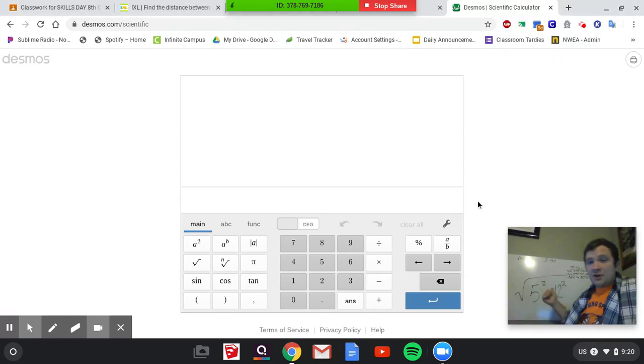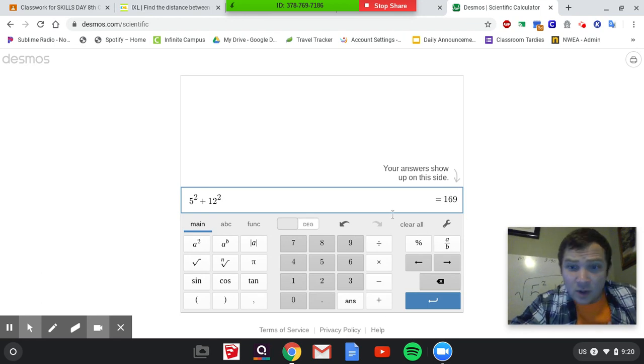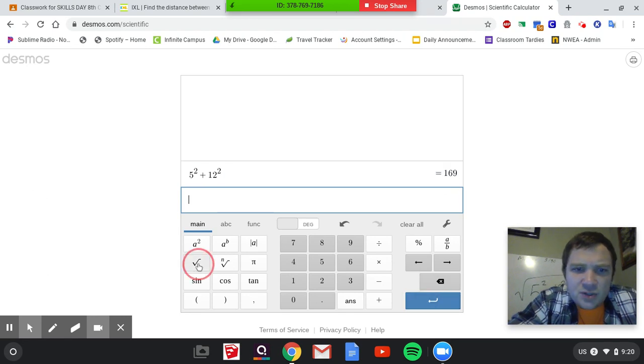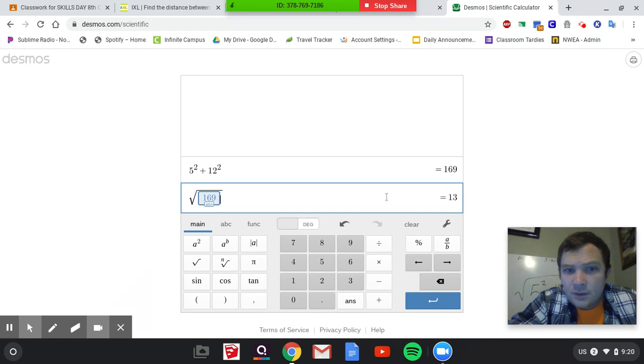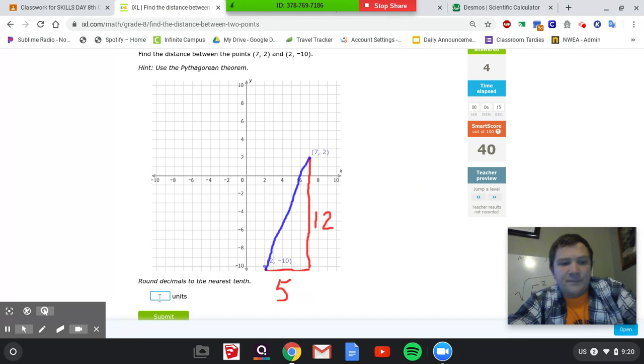Okay, so back to our numbers. We're going to do 5 squared plus 12 squared. We get 169. I already know the square root of 169 because that's one that we learned at the very beginning of school year. We learned 1 through 20. You may not remember it, but I'm going to give you a hint. It's the one right after 12 squared. Okay, so I've got 169. I'm going to hit square root of that. Oops. No, I'm not. I'm going to hit answer. Then I'm going to hit square root, and I'm going to hit answer. The square root of 169 is 13. So we go back over here, and we're going to type 13 in.